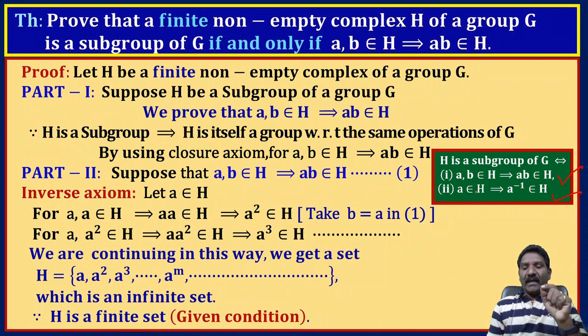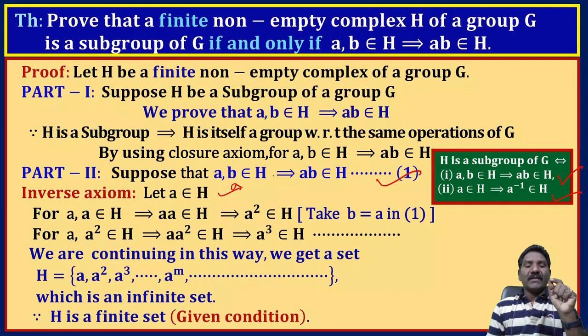It is enough to prove that the inverse element exists, that every element in H has a multiplicative inverse. The closure condition already exists: a, b belongs to H implies ab belongs to H. Call this equation 1. Now the inverse axiom. Let a belong to H. Replace b by a in 1.